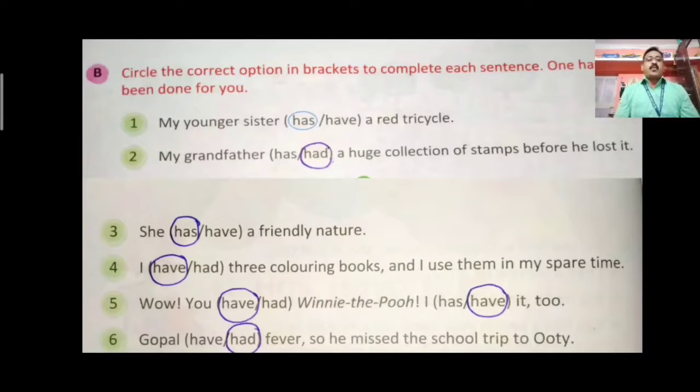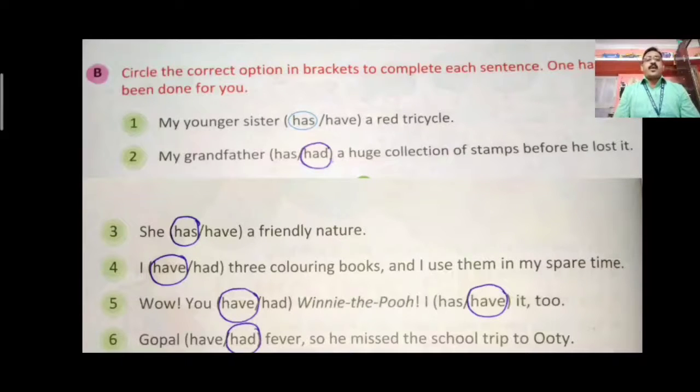Now, you have or had Winnie the Pooh. I has or have it too. Means I am talking about the verb which is in present form. So as you know, you is a plural pronoun. For a plural pronoun we have to use have, and I is also a plural pronoun. So here also I have it too. So in both the cases, you also will have, I also will have. Both the pronouns are plural.